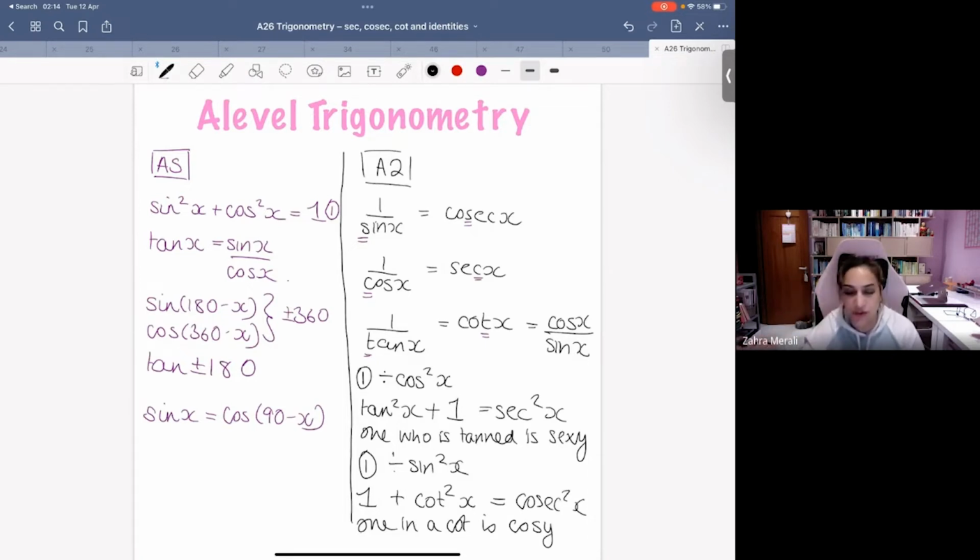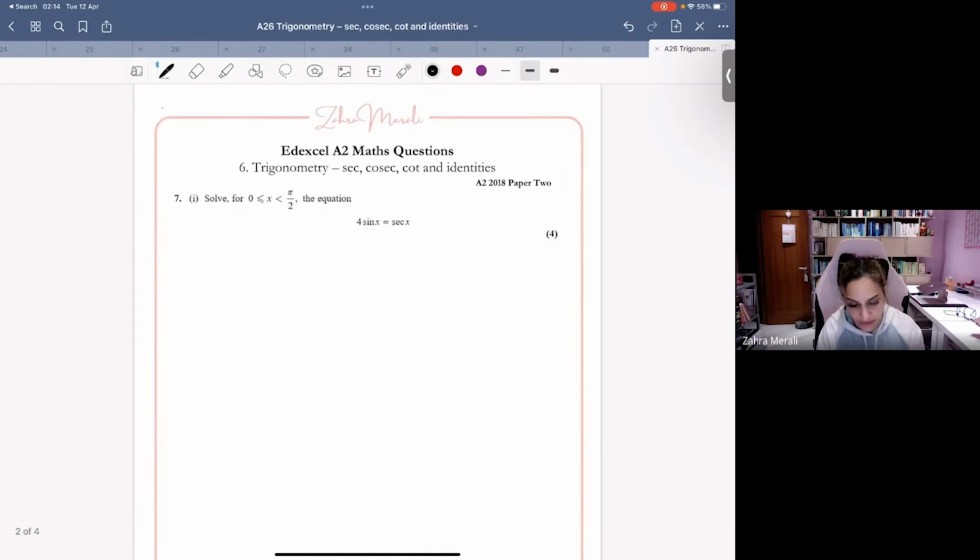We haven't included the double angle formulas, and we've not done the area of a sector and so on, but we'll add those in as we add exam questions. So the first set of exam questions that we're looking at now is the trigonometry questions around sec, cosec, cot. So using these identities. So we've got 2 exam questions from the last few years.